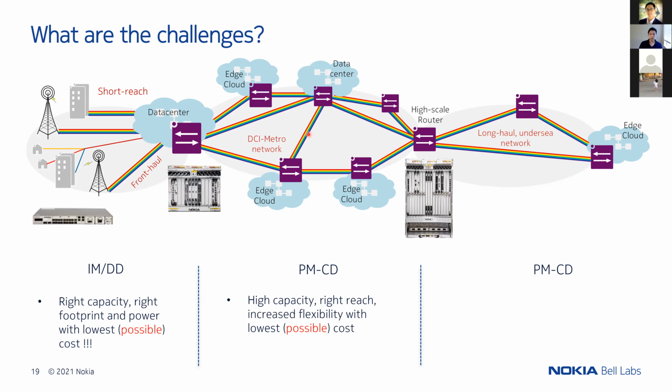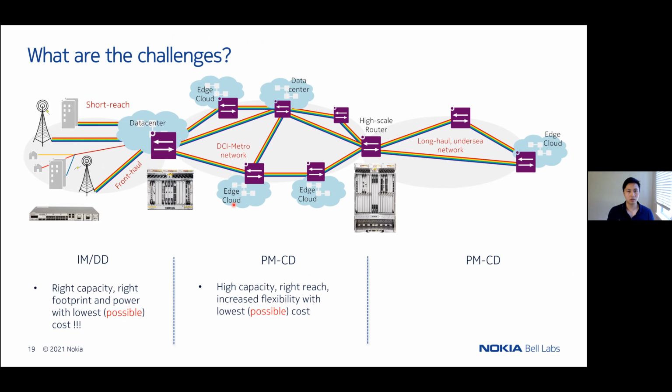So for the metro network, today we use coherent detection, and the requirement for that network is of course, we need to increase the capacity, we need to meet the reach, and we need to increase the flexibility, because as the network grows, managing the network becomes more and more challenging.